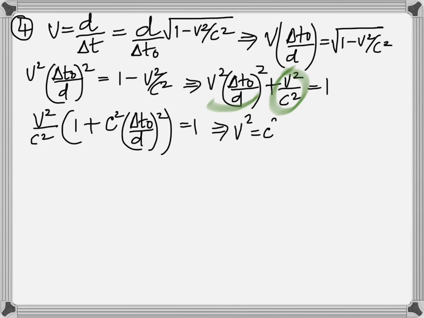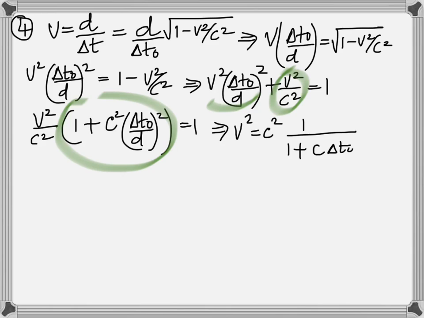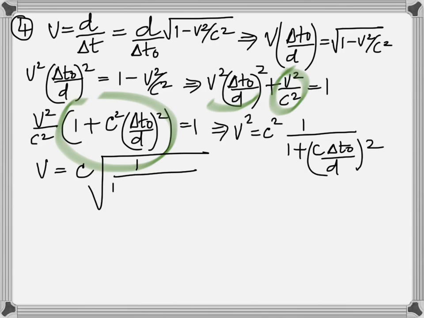We're almost there. Now for v squared, you take all of this to the other side, and c squared goes to the top and everything else comes to the denominator, and put it as a whole square. So finally, the velocity is the square root of this whole thing.